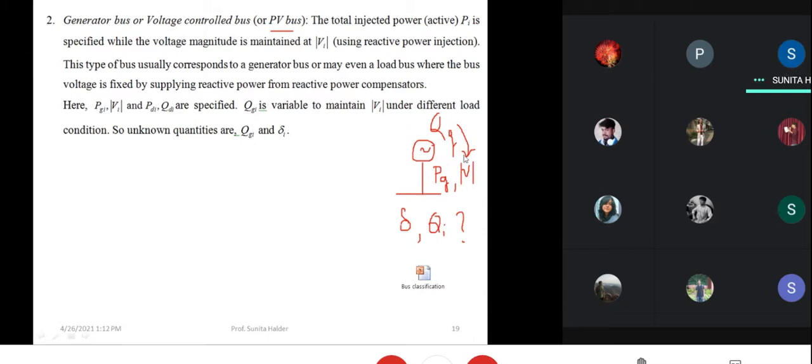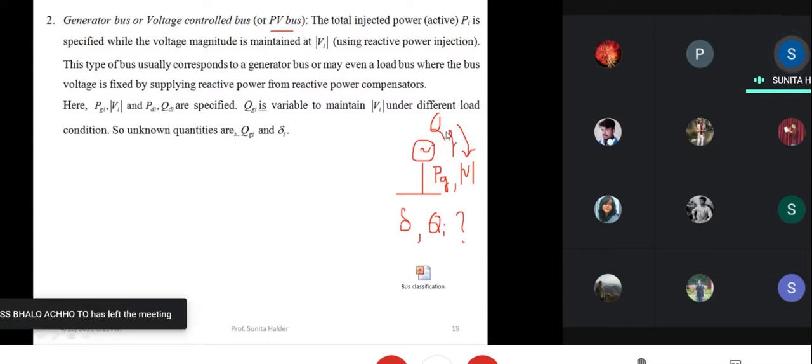So this QG will be able to maintain the magnitude of voltage at the rated one only when this QG is flexible. It can change its value. Now say for a particular load configuration, to maintain this voltage it is required to reduce QG gradually, and so it is required to reduce the rotor current gradually. And finally, the rotor current has reached its minimum value. Then also we have not reached the desired voltage. Desired voltage is still lower.